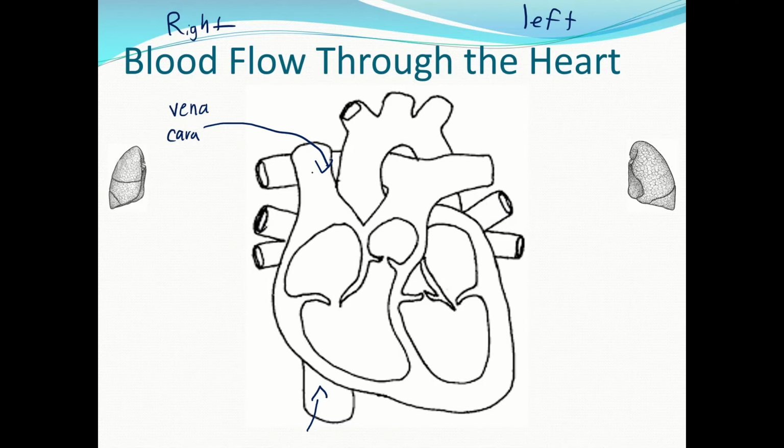And then what it's going to do is it's going to go into this chamber right here. So this is our atrium. And to be more specific, because it's on the right side, we're on the right atrium. So all of this is low oxygen blood. Okay? And after it goes through here, so this is a valve, it's going to go into here. And this is our ventricle.